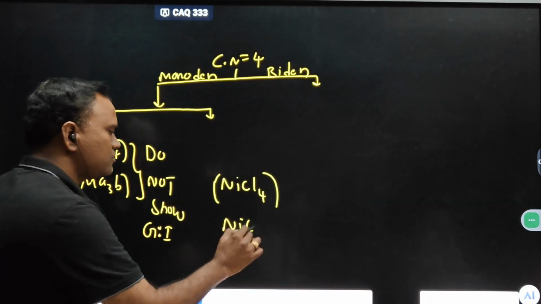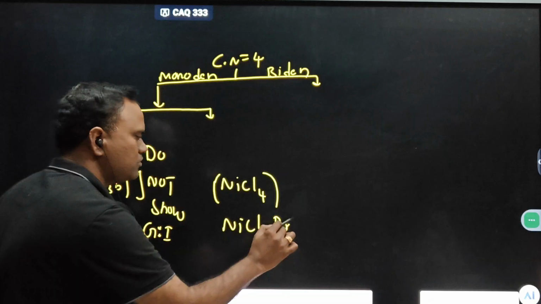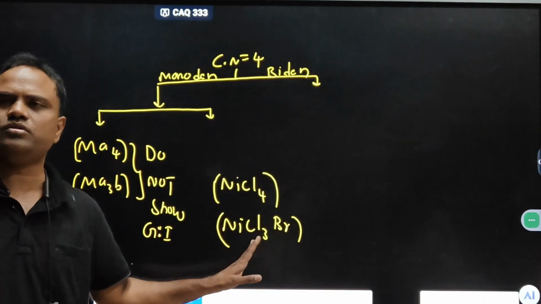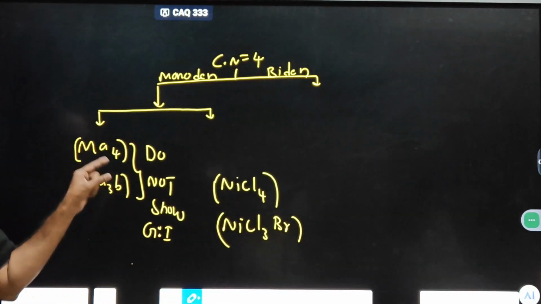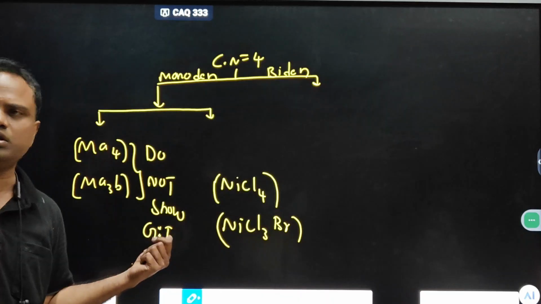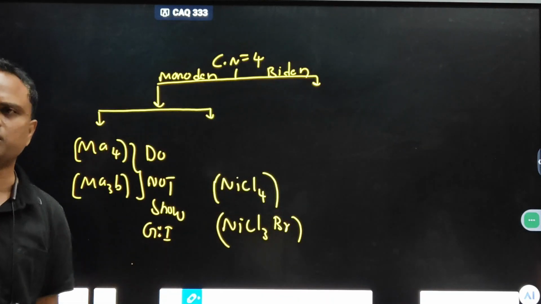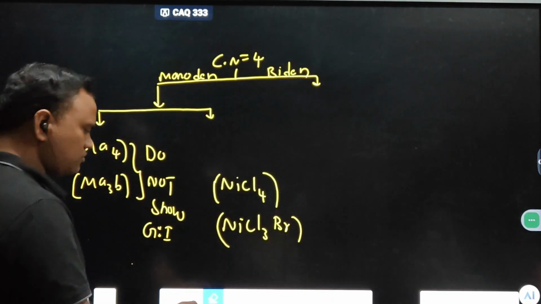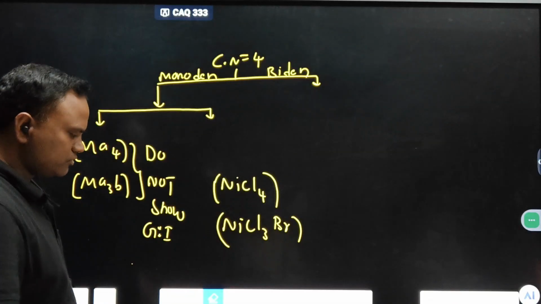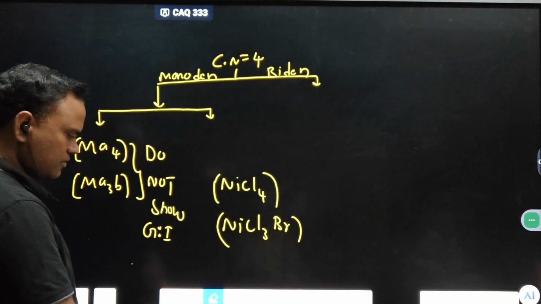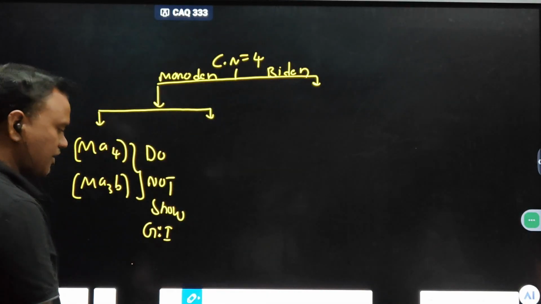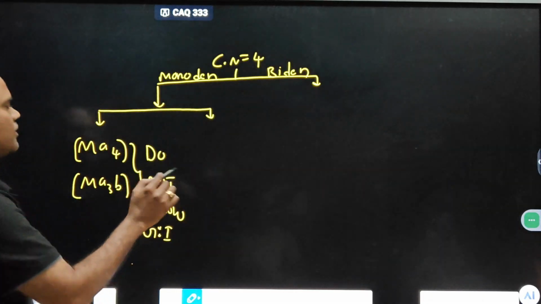If you see this type of ligand also, it won't show geometrical isomerism. We have to remember these formats. I gave this already yesterday. Okay, you can watch that video. Just I'll give one idea for today's class. I explained briefly in the last class.